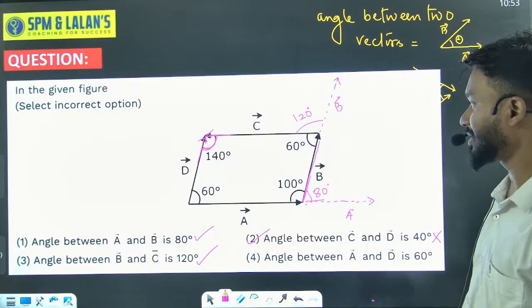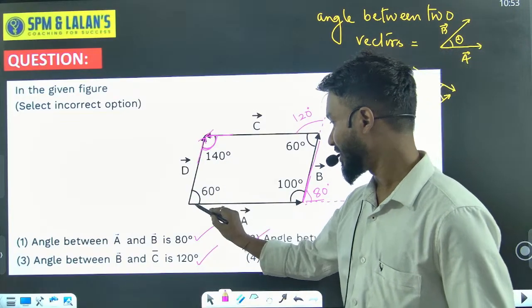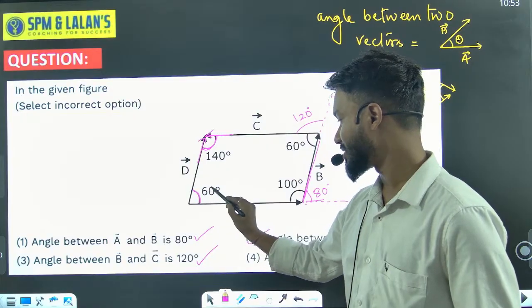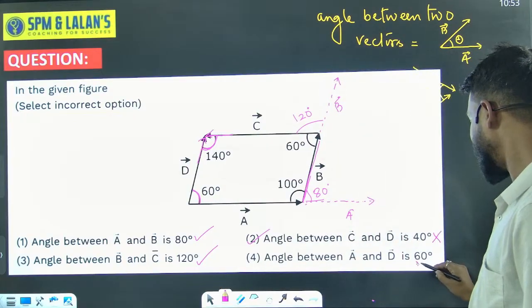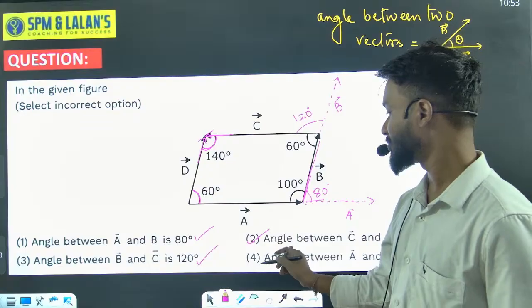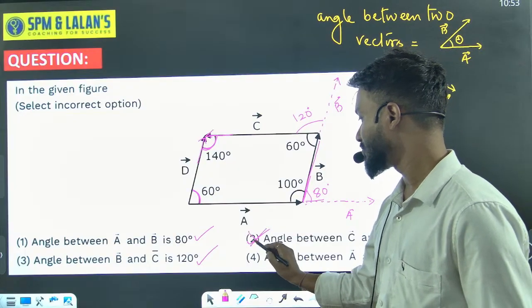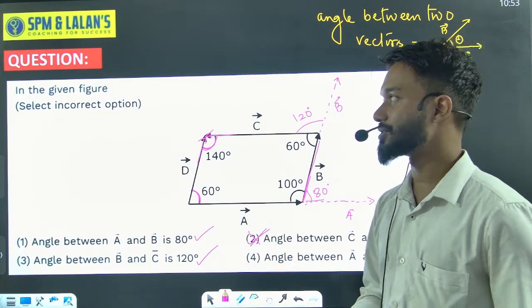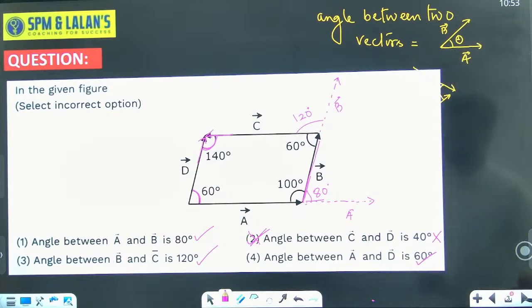Angle between A vector and D vector. They are joined tail to tail, and the angle is 60 degrees. So this is also correct. So the wrong answer is which one? Answer number 2, and that will be the correct answer for this question. Okay, I hope you have understood.